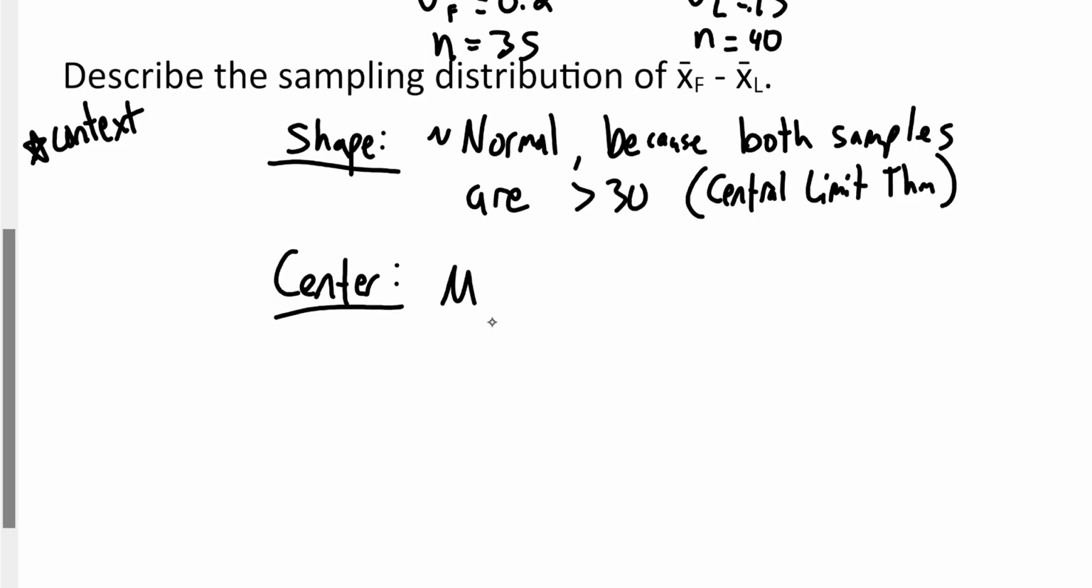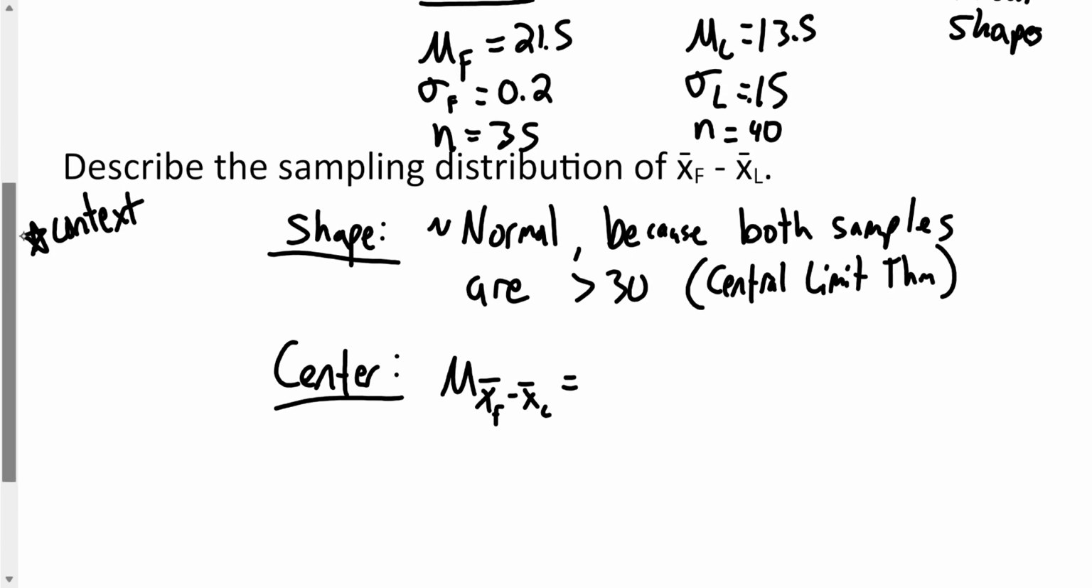So the mean of the difference between the family size and the large size is going to be the difference between their two means. So really it's 21.5 ounces minus the 13.5 ounces, which gets us 8 ounces. That is our mean difference.